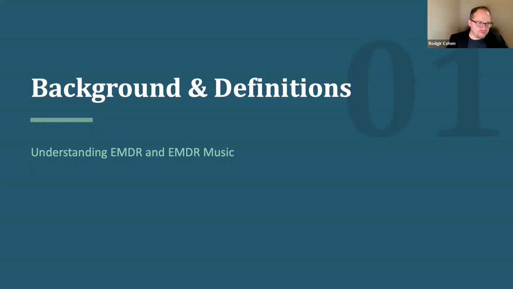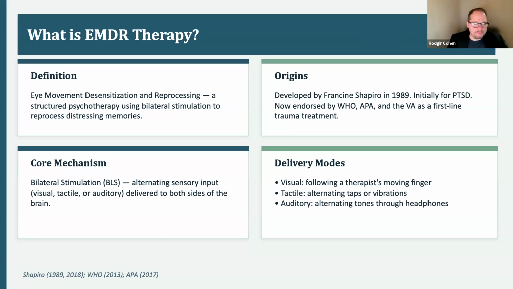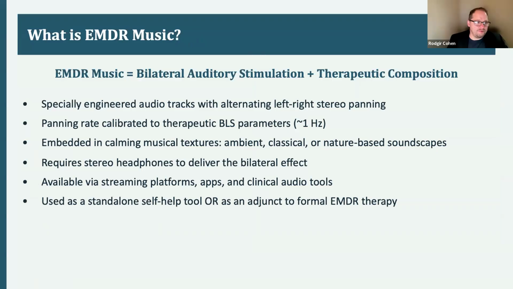So, what is EMDR music and what is EMDR therapy? As we started to define what EMDR therapy is, now we'll shift into what is EMDR music. EMDR music is the intersection of bilateral auditory stimulation and therapeutic musical composition. It's not just ambient music, it's not just white noise. It is audio that has been specifically engineered to deliver bilateral stimulation while also leveraging the therapeutic properties of music itself.